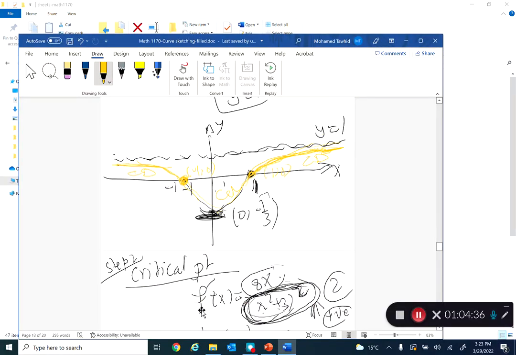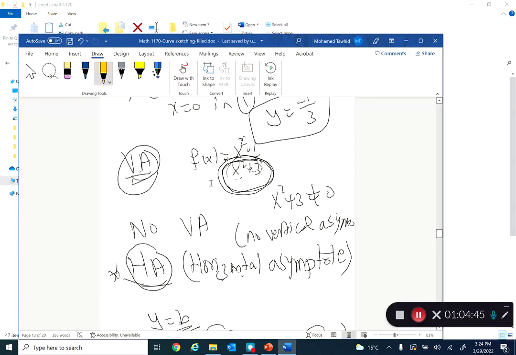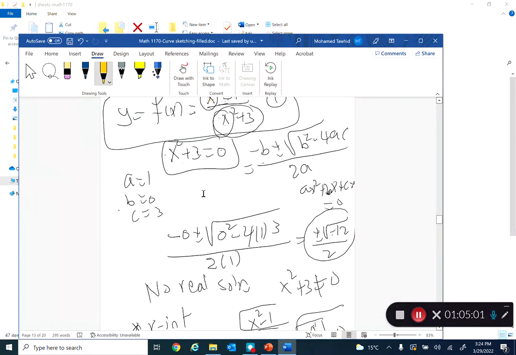So let me summarize. I think I took a long time here, but I'm just reviewing all the material. How did I start? I figured out the domain. I figured out the x-intercept and y-intercept. Do we have a vertical asymptote or horizontal asymptote? And then I apply the first derivative test to find all critical points, and I put them on the plot. And then I have to find the inflection points. Where is the graph concave up, concave down? I put it on the graph, then you are done.